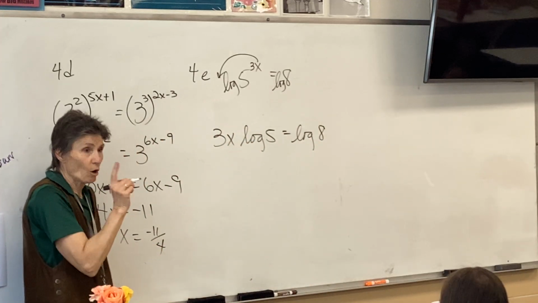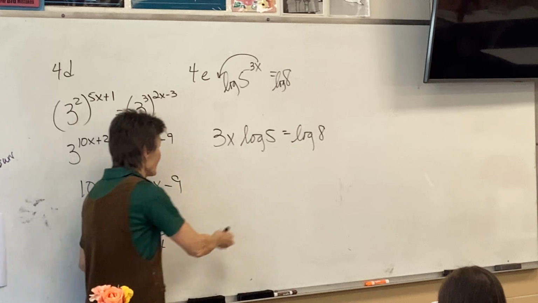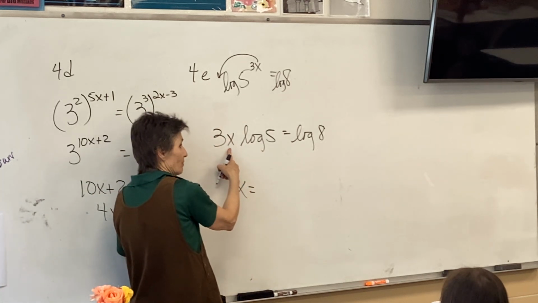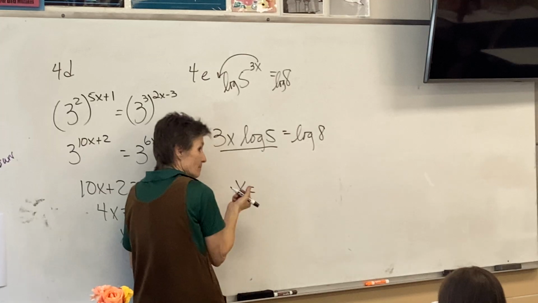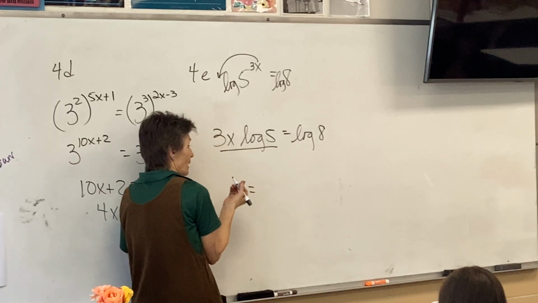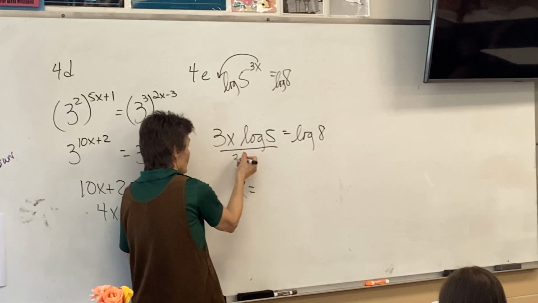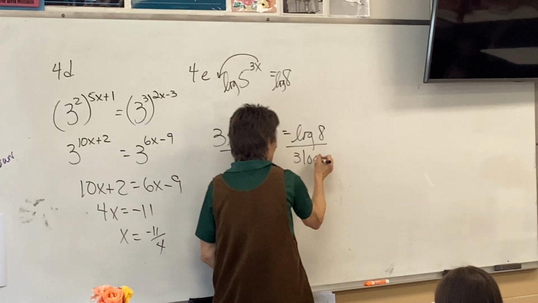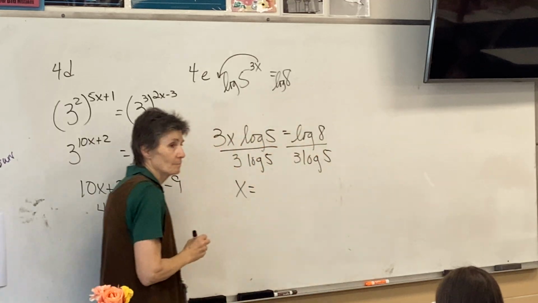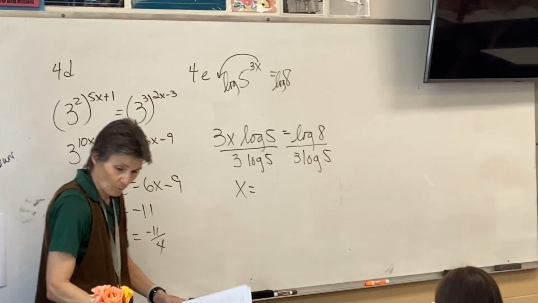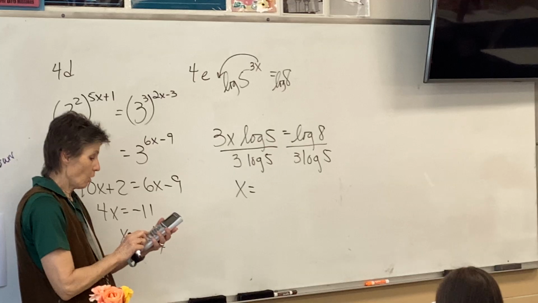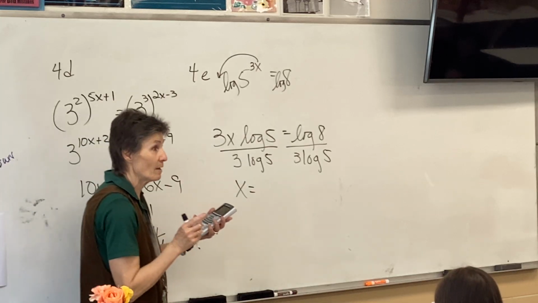Now remember, you're solving for x. You want to get x equals. So what are you going to have to do? How are you going to get that x by itself? You're going to have to divide. And what are you going to divide by? 3 log 5. And then we go to our calculator. Log 8, close parentheses.